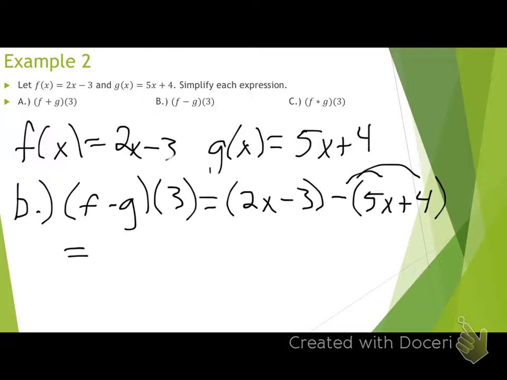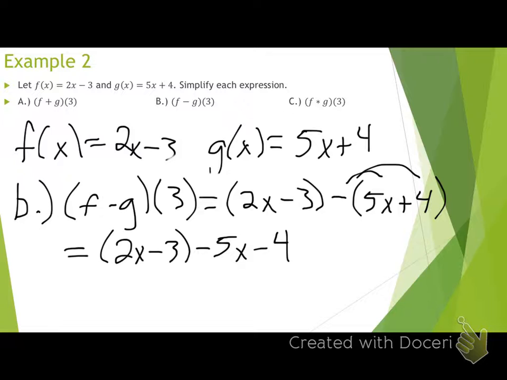So I'm distributing my negative here. So I get 2x minus 3, negative 1 times 5x, negative 5x. Negative 1 times 4, negative 4. I'm moving too fast for anybody. I am flying through this.